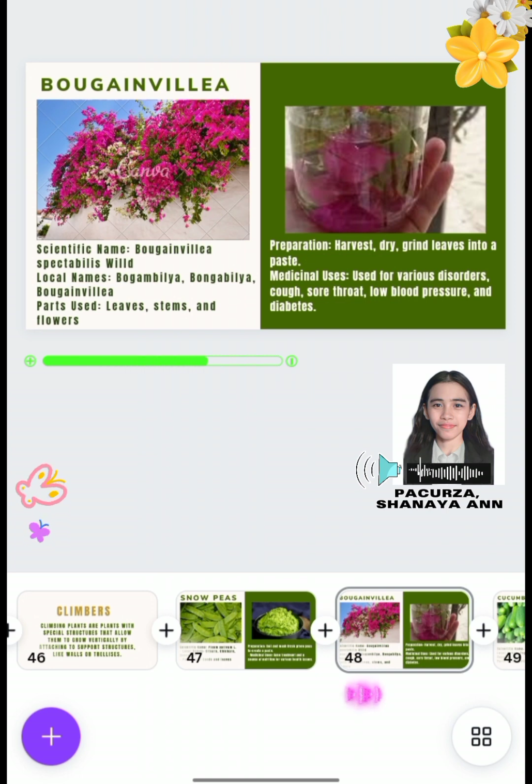Next example is bougainvillea. The scientific name is Bougainvillea spectabilis Willd. The parts used are leaves, stem, and flowers. To prepare a bougainvillea paste, first you have to harvest, dry, and then grind. For medicinal uses, it is used for various disorders: cold, sore throat, low blood pressure, and diabetes.